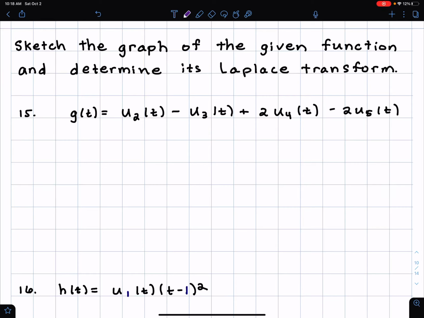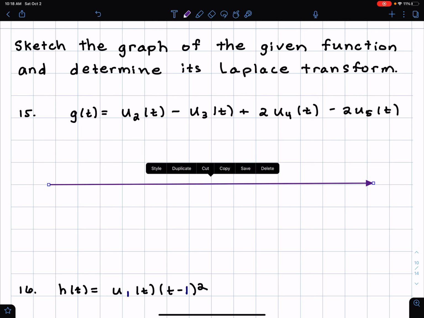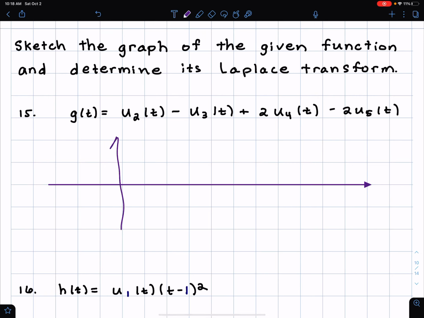In this problem, what we're going to do is sketch the graph of these functions and then find the Laplace transform of these functions. These are unit step functions. And so the way we can think of a unit step function is that it turns on, and when I add it, I turn something on, and then I subtract, I turn it off. Add, turn on, subtract, turn off.